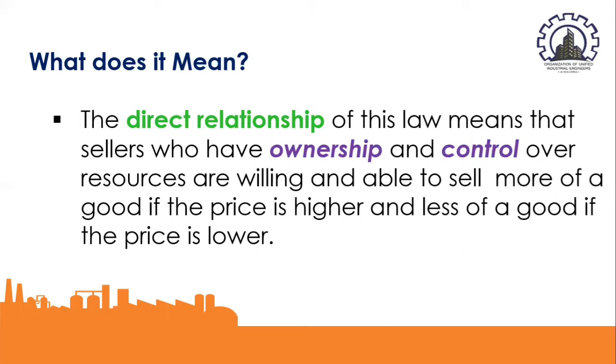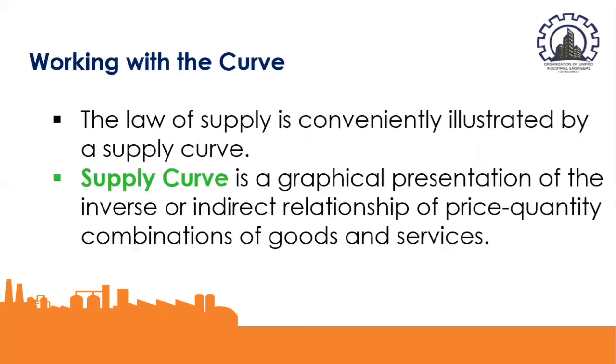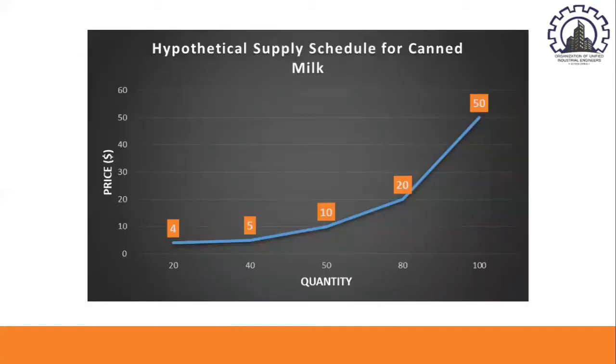So, how do we work with the curve then? The law of supply is conveniently illustrated by a supply curve. In particular, it is illustrated by the positive slope of a supply curve, such as the one I presented earlier. This is the curve that I'm referring to. As you can notice, the positive slope of the supply curve means that higher prices are related to larger quantities and that lower prices are related to smaller quantities. So when price goes up, quantity goes up.